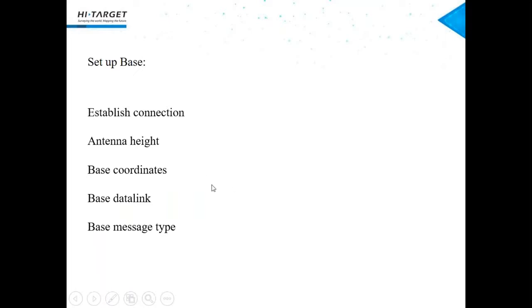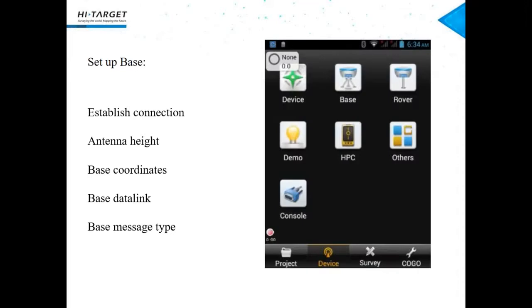Now here are the detailed steps of how to set the base and the rover. We should care about some small details to achieve high accuracy. You should pay attention to the antenna height and the base data link messaging type, or you may not get the fixed solution. So is the rover.